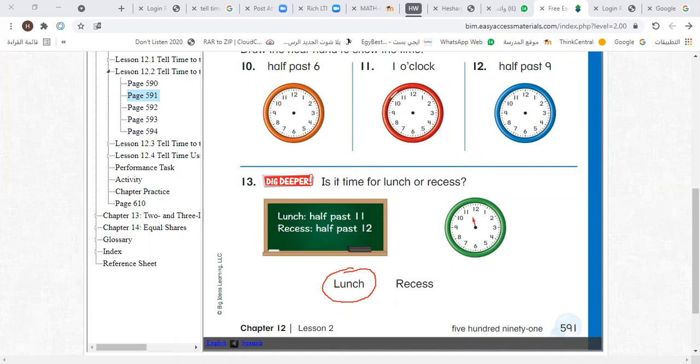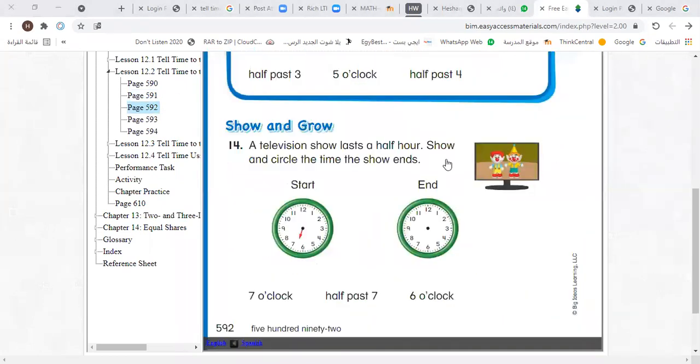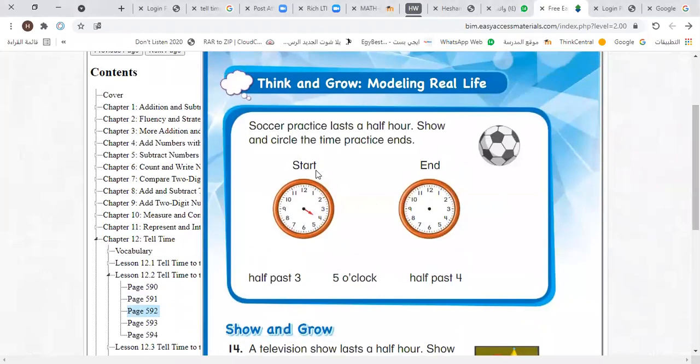Grade 1, let's move now to page 592 to answer the next question. In page 592, we have this question. Soccer practice lasts a half hour. Show and circle the time practice ends. Soccer practice, grade 1, started at 4 o'clock and it takes half hour. So it's 4:30. 4:30 means half past 4. Let's circle half past 4.